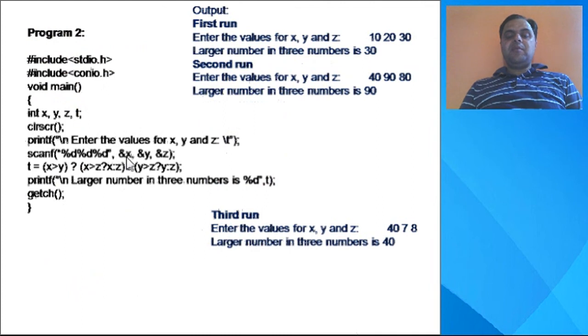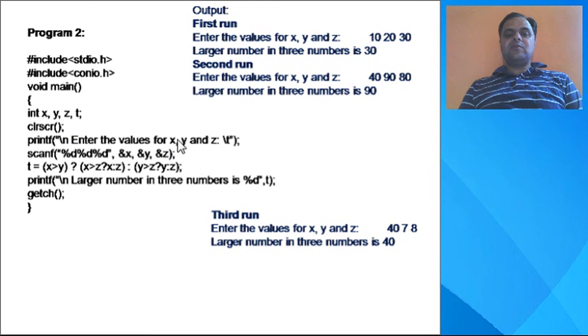I have taken another program where we have 3 variables and we have to find the greatest among 3 variables. So here I have included the 2 header files, standard input.h and console input.h, void main, int x, y, z and t, clear screen. So enter the value of x, y and z.